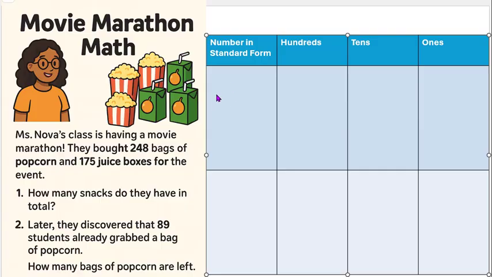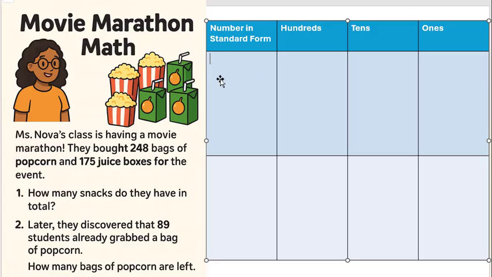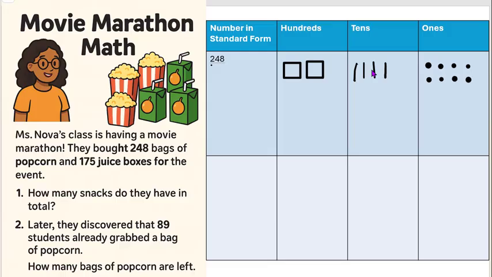So first thing we're going to do is write the number 248, making sure we're writing it in standard form. It should look like this, 248. Then we're going to represent it in base 10 blocks. If you recall, base 10 blocks are modeled like this: 100, 200, because there's 2 in the hundreds place. Then there's 4 tens. We will draw the 4 tens like this: 1, 2, 3, 4 tens. And then the ones, we will just draw dots like this: 1, 2, 3, 4, 5, 6, 7, 8. 248 represented in standard form and in base 10 blocks.